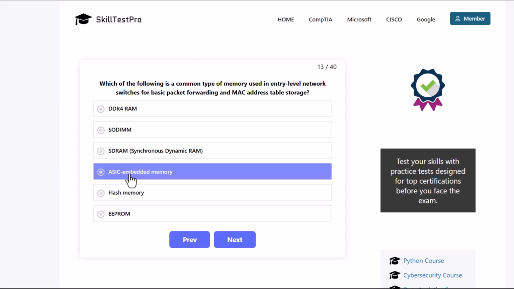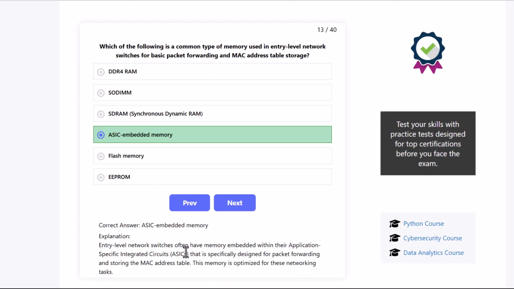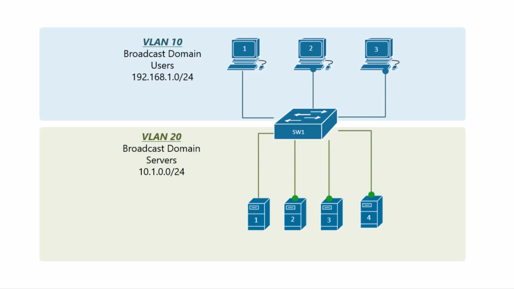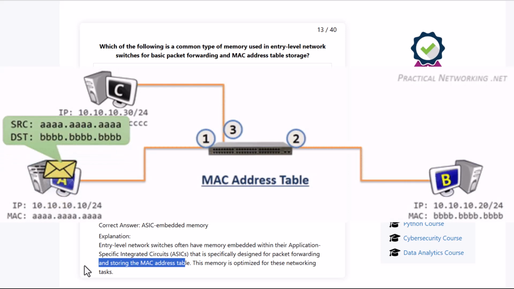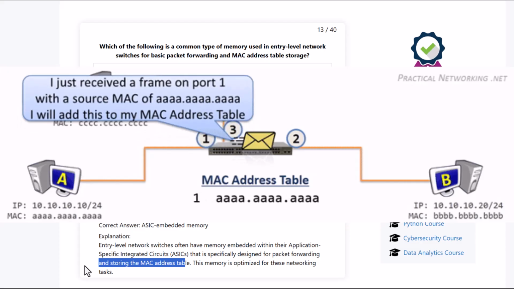And here the correct answer is ASIC embedded memory, as entry-level network switches often have memory embedded with their application-specific integrated circuits. ASIC stands for application-specific integrated circuits, and when we are talking about switches, you will hear it a lot of times, especially if you are approaching networking. When you think about the switch, you will straight away think about ASICs. That is specifically designed for packet forwarding and storing the MAC address table. This memory is optimized for these networking tasks. And you know for yourself, the switch is forwarding data between different networking devices which are connected to it, for example between different computers or a router and different computers in a local area network based on MAC addresses, and this MAC address table is stored in the switch itself.